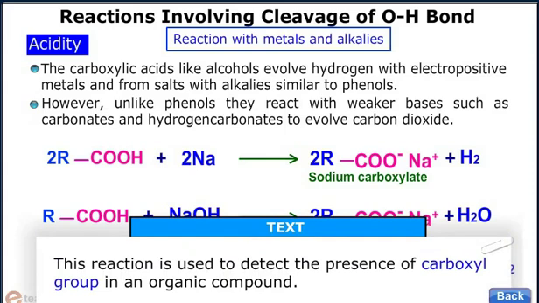This reaction is used to detect the presence of carboxyl group in an organic compound.